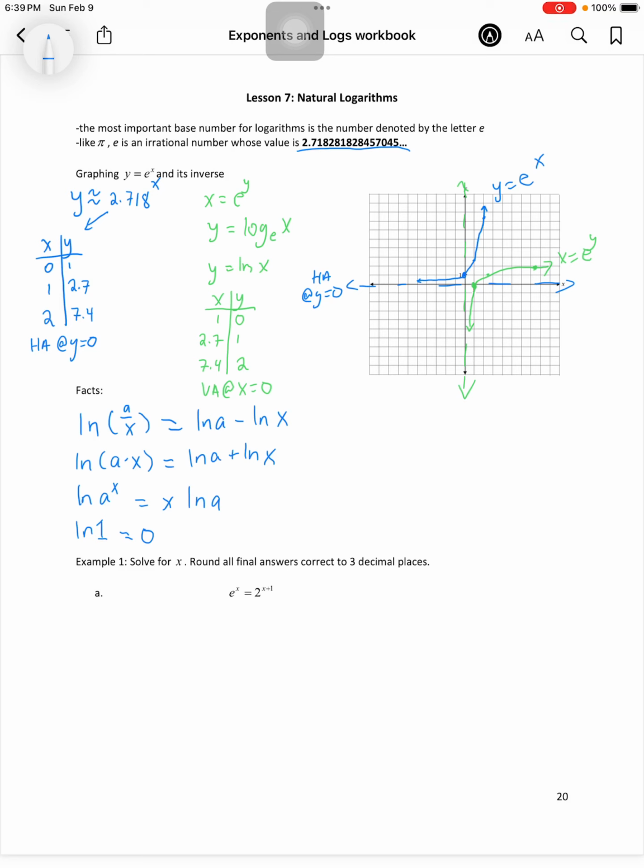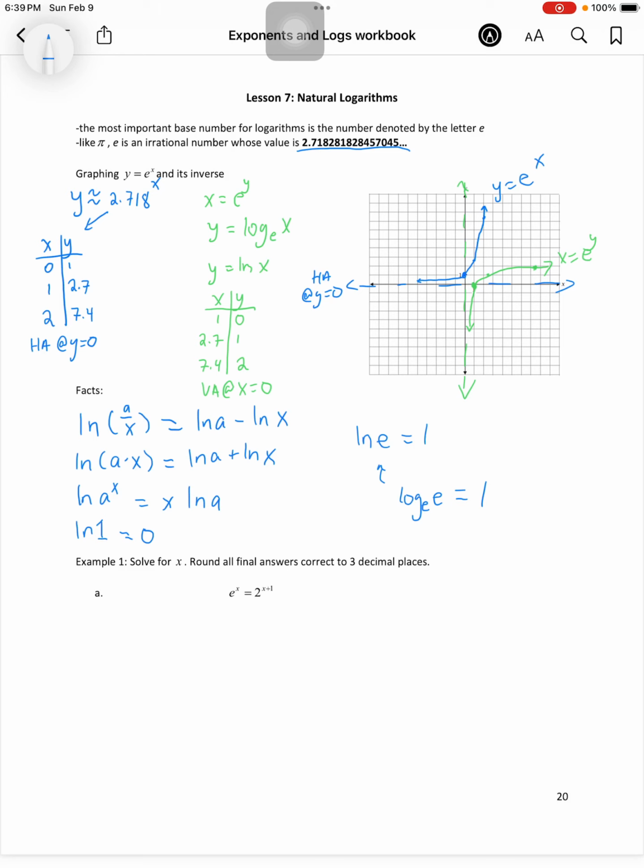And then this last one, ln e, is going to be equal to 1, because if we have the little number and the base the same, it's going to be 1. This is similar to when we saw log c of c from a previous lesson. But that's it for the facts. So now we're going to solve for x.